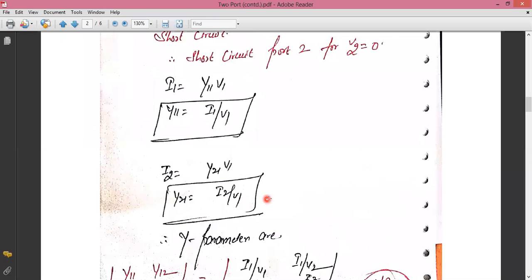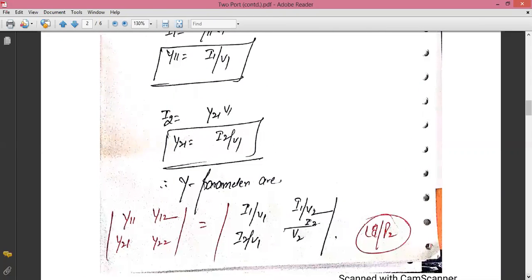Hence, you can see in Y parameter, when V1 is equal to 0 we are getting two parameters, and when V2 is equal to 0 we are again getting two parameters. So based upon that, the Y parameters Y11, Y12, Y21, Y22 are equal to I1 upon V1, I1 upon V2, I2 upon V1, and I2 upon V2. So this is basically the Y parameter.